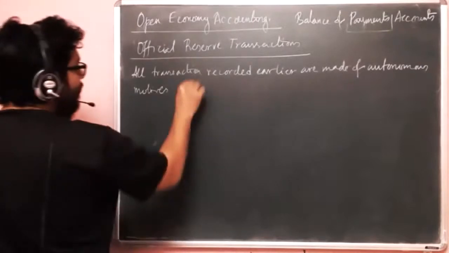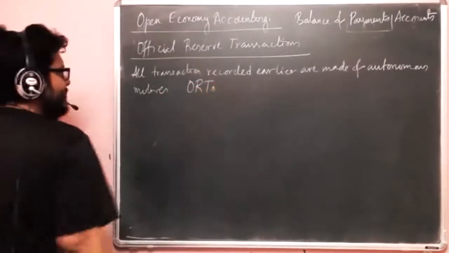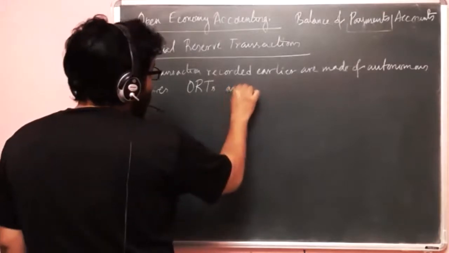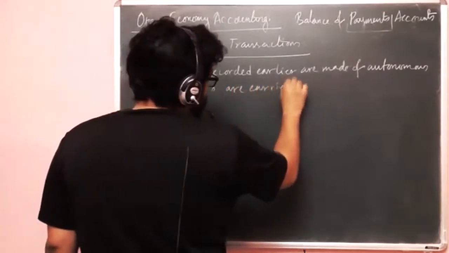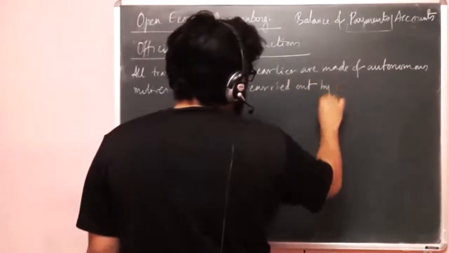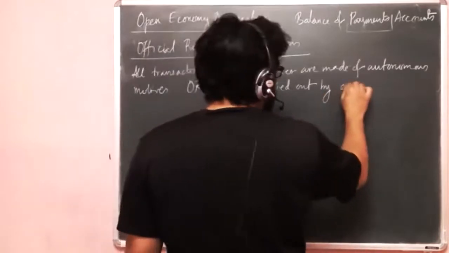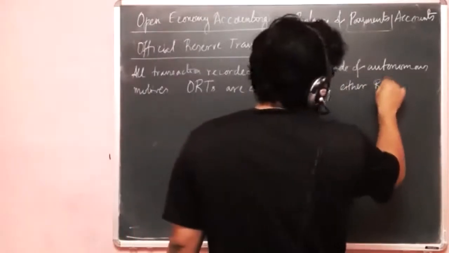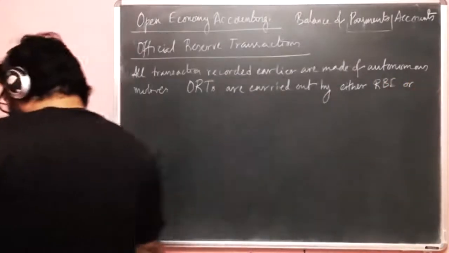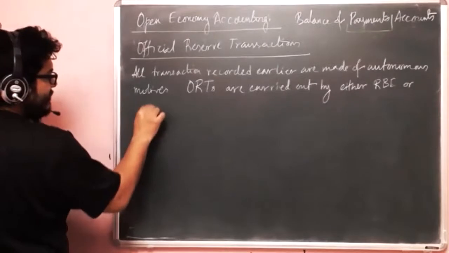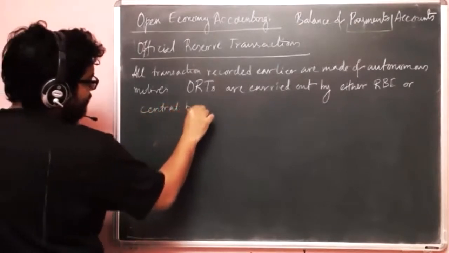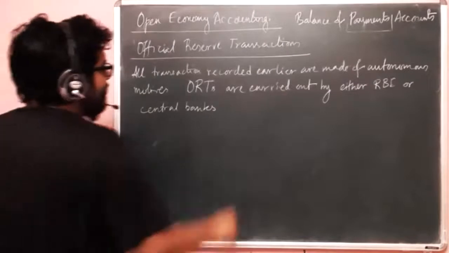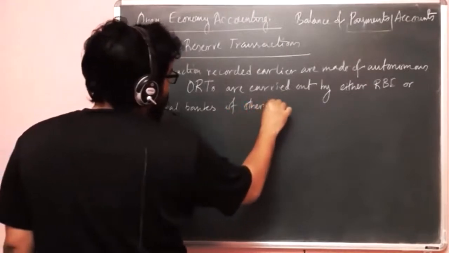So obviously, ORT is not really a standard abbreviation, but just to save space. So ORTs are carried out by either, talking from the Indian perspective, the RBI or central banks of other countries. So the Federal Reserve and the European Central Bank, those kinds of things.